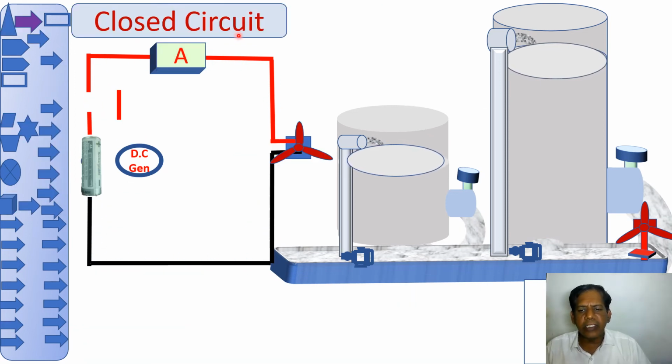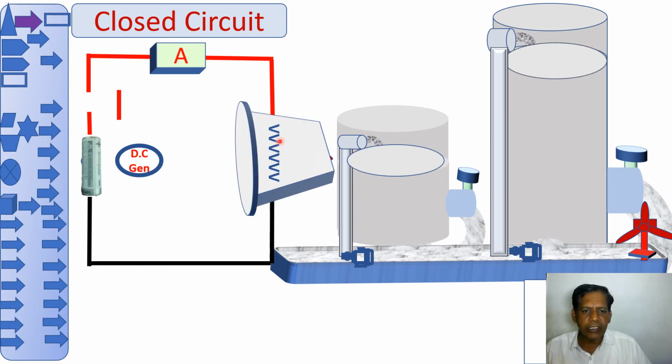Now let us see what is closed circuit. Let us consider one lamp. This lamp is connected across a power source, that is either a battery or a DC generator. When I operate this switch, the electric charge, the electrons will leave from one terminal of the power source and come through this ammeter, through this device, and again the same electrons will reach the other terminal of the same power source. This is known as closed circuit.